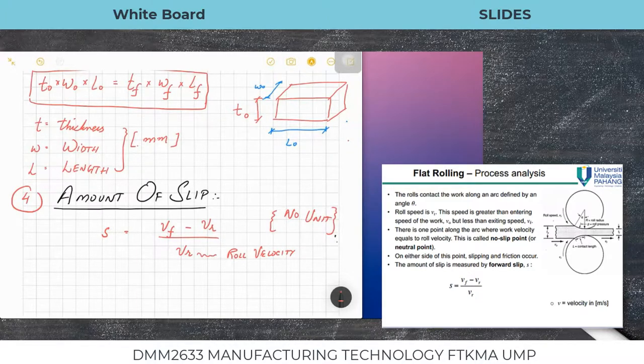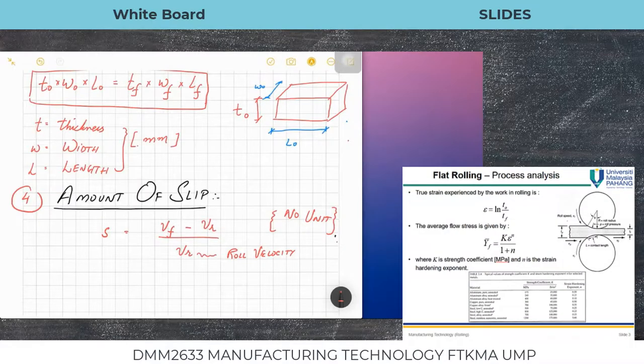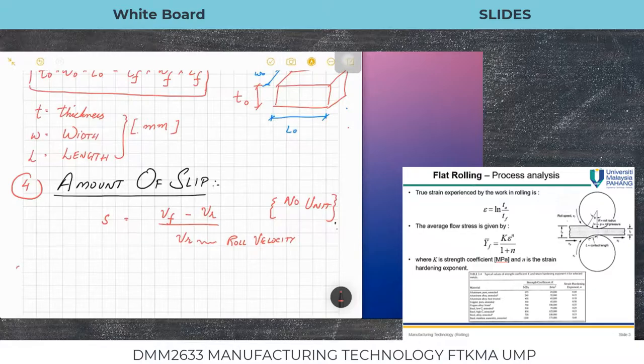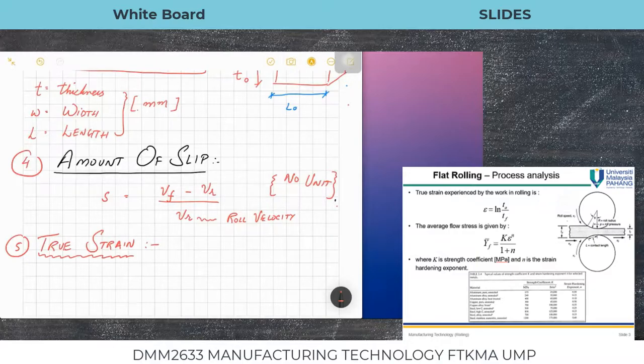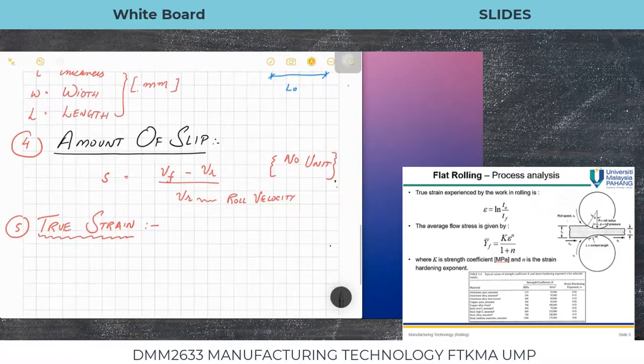Now that we know about the draft, the reduction, the conservation of mass and conservation of volume, and the slip, let's move on to the stress and strain which I was talking about previously. In the rolling process, we have true strain. Once again, it is a measure of delta L over L, but in true strain we put ln as well. True strain, how much your workpiece is going through strain, is denoted by epsilon. This is equal to ln of t naught, the initial thickness, divided by the final thickness. Remember this formula, and this formula also has no unit.